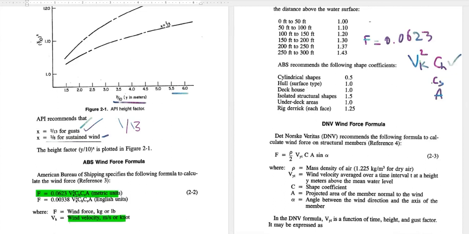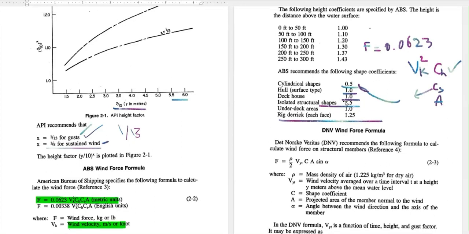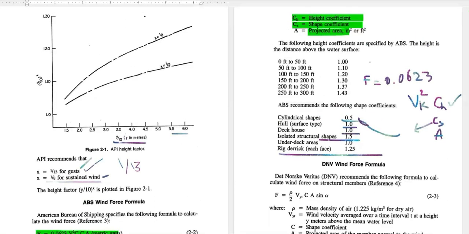CH is the height factor, CS is the shape coefficient. For cylindrical shapes it is 0.5, hull 1, deck house 1.0, isolated structural shapes 1.5, undecked areas rigged 1.25. So these are the shape coefficient and height coefficient. The following height coefficients are specified by ABS. The height is the distance above the water surface. 0 to 10 feet it is 1, and 50 to 100 feet 1.1, 100 to 150 1.2. Every 50 feet, 0.1 factor is increasing. After that it is 1.37 and 1.43.